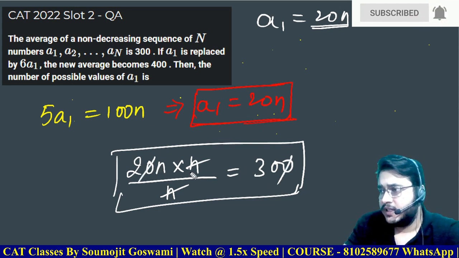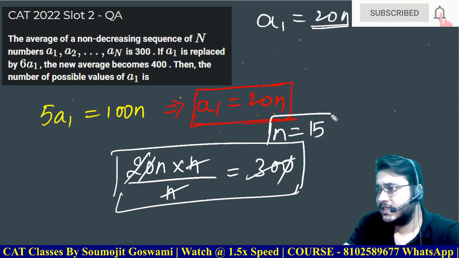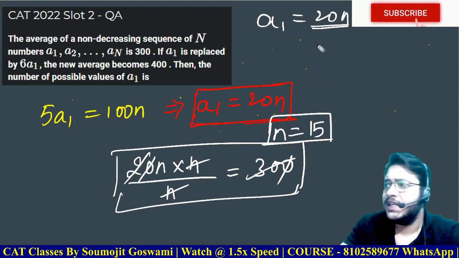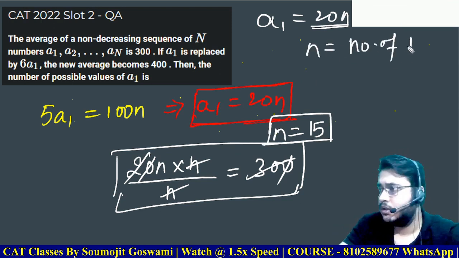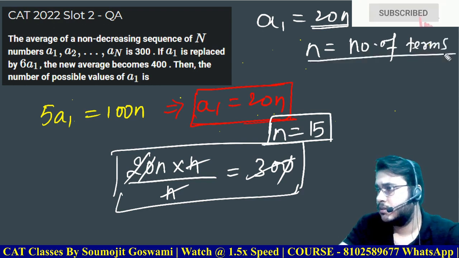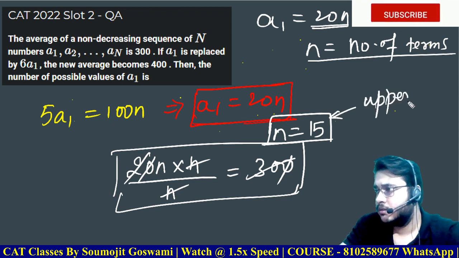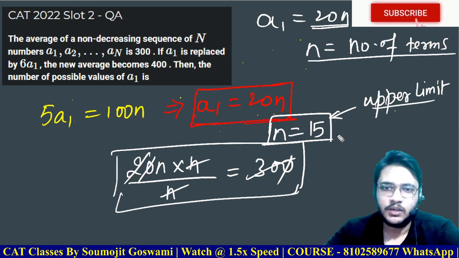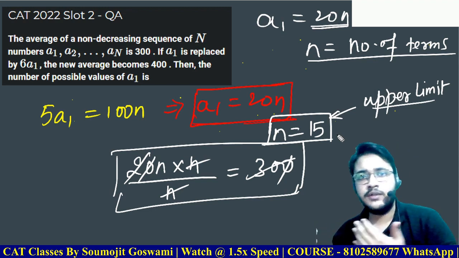So this is basically what I am getting at. Now very easily, with this analogy, I can get n is equal to 15. Now what exactly does n represent? n is the number of terms. So I have received an upper limit on the number of terms, which is 15. Can it be 16? Think about it. Can it be 16, 17?